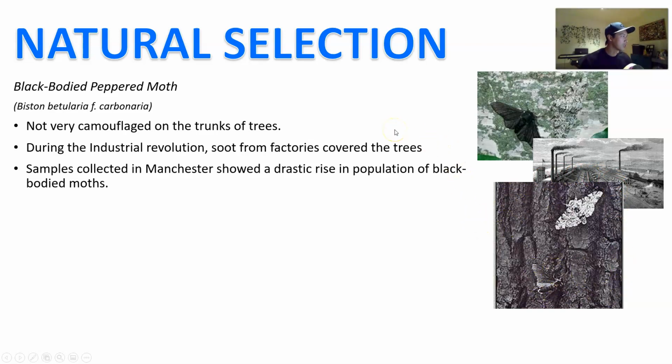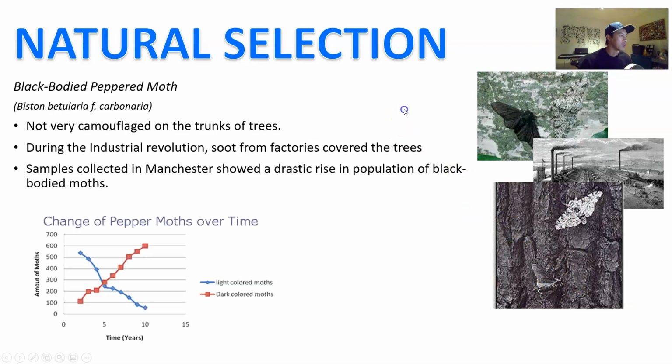And so if you plotted the samples that were collected, you can see a drastic rise in the population of the melanic form over time in years. And that coincided with the decline of the light-colored moths. So you can see that the dark-colored trait is actually being selected for by the environment. In this case, the environment being soot-covered trees, and the selection pressure being predation.